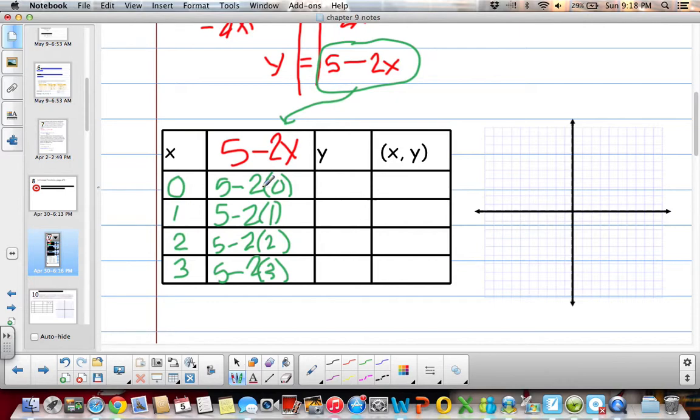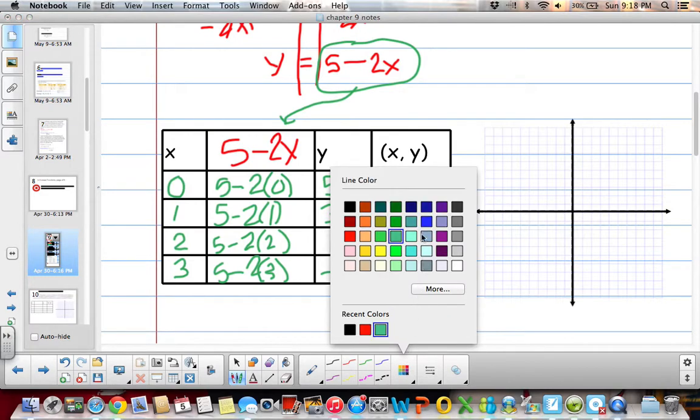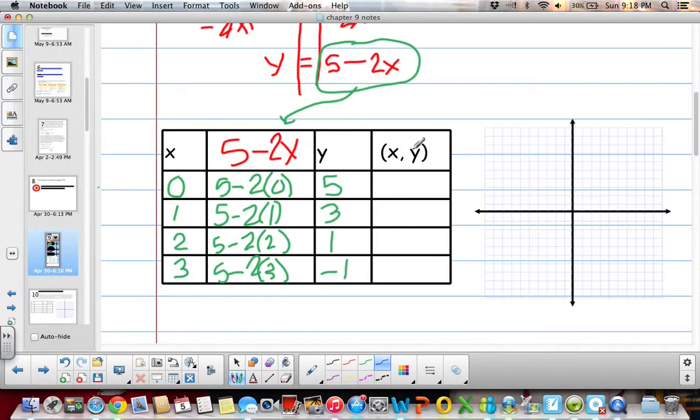So 5 minus 2 times 0, we do multiplication first. 2 times 0 is 0, so 5 minus 0 equals 5. 5 minus 2, because 2 times 1 is 2, is 3. 5 minus 4 is 1, and 5 minus 6 would be -1. Our x, y, so this is our coordinate. We take our x value and our y value and make it into a coordinate point. So this would be (0, 5).